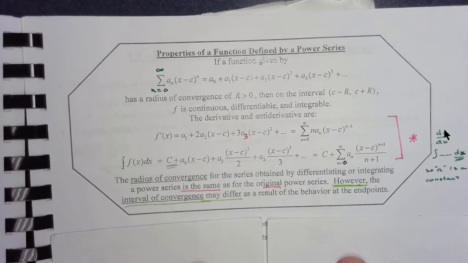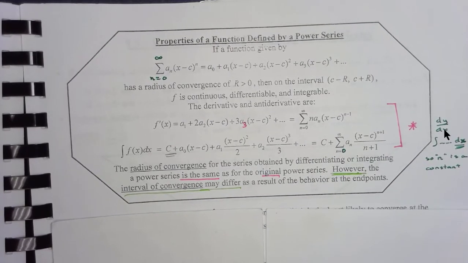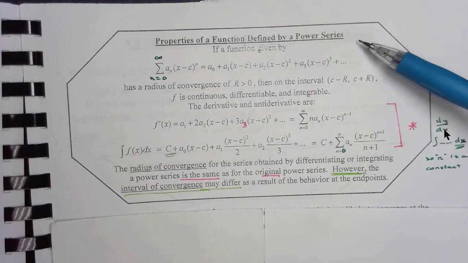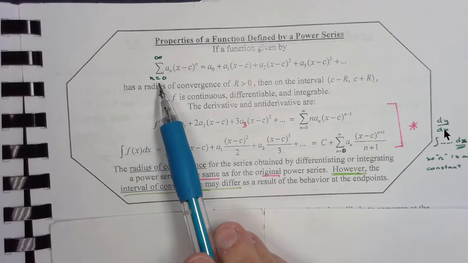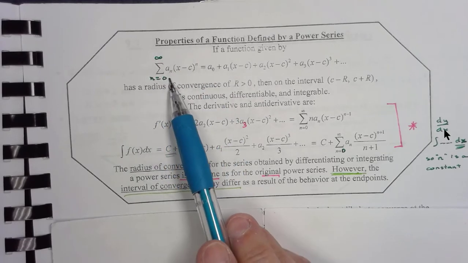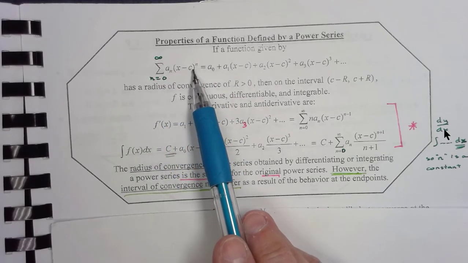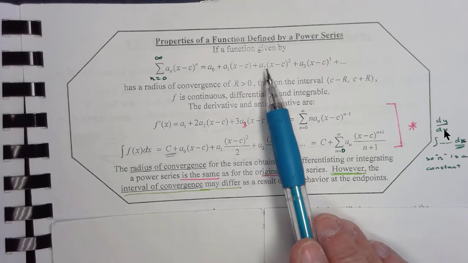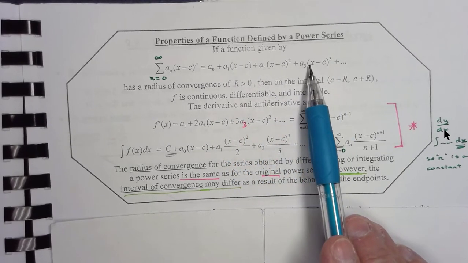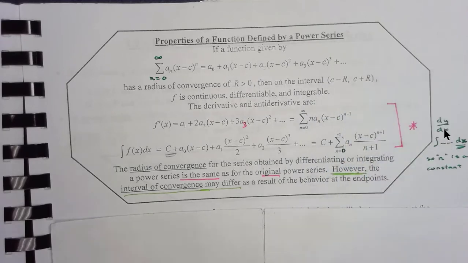Okay, now we get to something extremely useful with power series. Properties of a function defined by power series. If a function is given by the series as n goes from 0 to infinity of a_n times (x minus c) to the n, which is a0 plus a1 (x minus c) plus a2 (x minus c) squared plus a3 (x minus c) cubed plus dot dot dot.